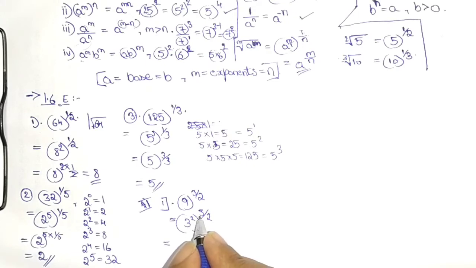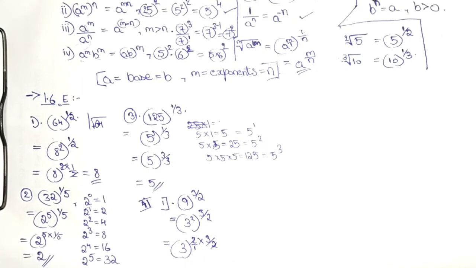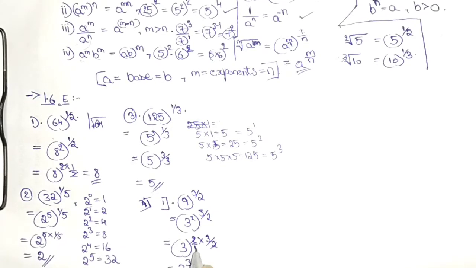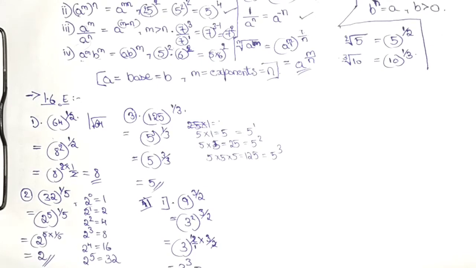A power m whole power n is going to be 3 power 2 into 3 by 2. Nothing in the denominator means 1. The 2s cancel. This is going to be 3 power 3, because 3 is multiplied by 2 over 2 and the 2s cancel, and this is going to be 1. 3 multiplied by 1 is 3 divided by 1, and we do not mention the denominator of 1. This is 3 power 3, which is nothing but 27.